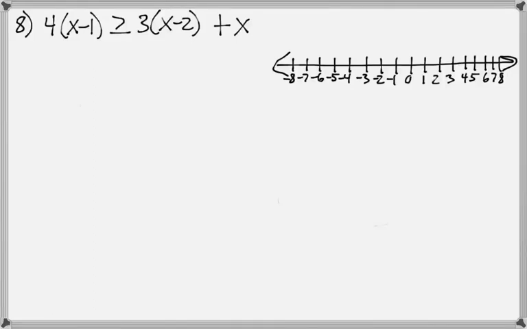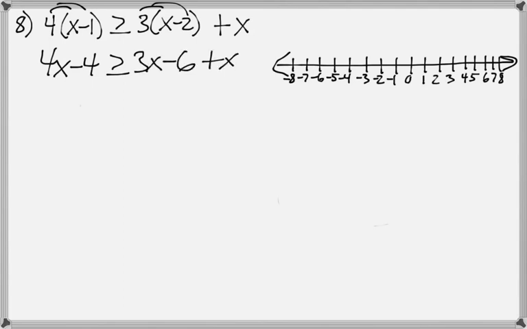On number 8, it's kind of a more complicated inequality, but let's just take it one step at a time. So I do want to distribute these numbers. So 4x minus 4 is greater than or equal to 3x minus 6 plus x. And before I do anything across the equal sign, I do want to combine my like terms on one side. And let's move all the x's to one side, and you can kind of see what's going to happen here.